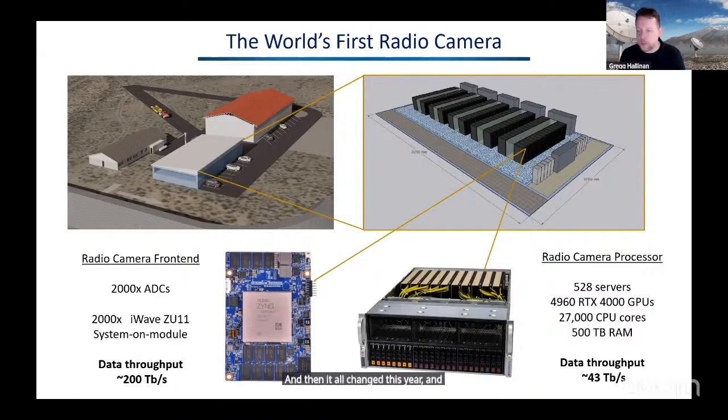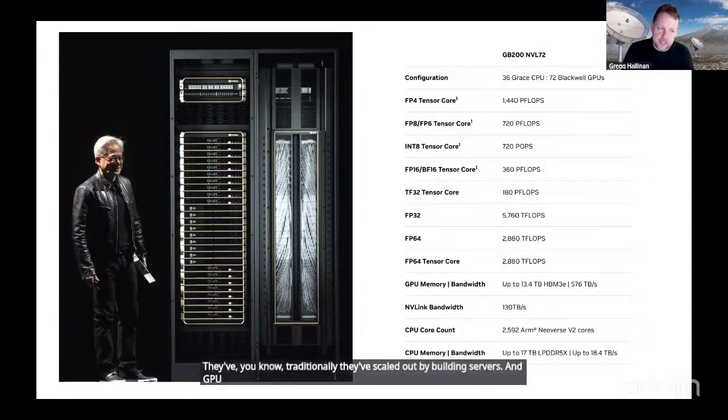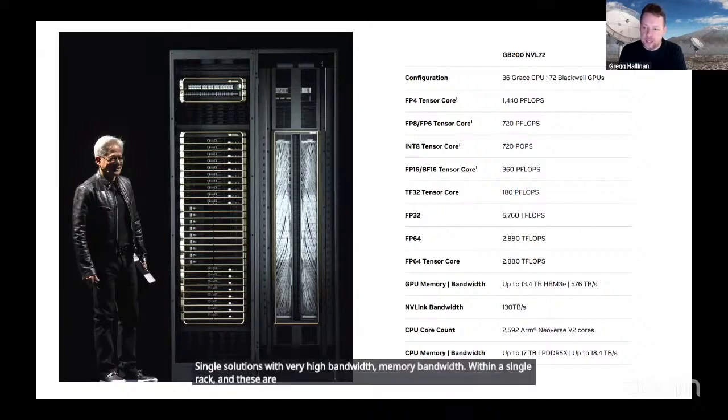And this is what I really want to emphasize for this group, because I think it's going to change radio astronomy. There's been a sea change in what NVIDIA's plans are with how they scale. Traditionally they've scaled out by building servers and GPUs in servers, but now they are really focusing on scaling up single solutions with very high memory bandwidth within a single rack. And these are the NVLs. This is all the NVLink. And this is the first one of these, the NVL 72 system.